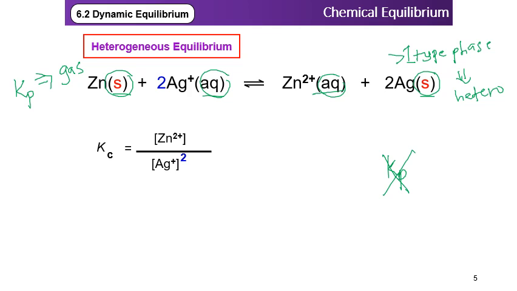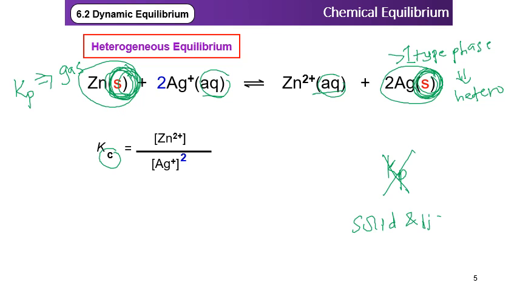But then if you look at the Kc expression, we don't see any zinc and also silver in the expression. Why? Because these 2 species exist in the solid phase. If you still remember, we said solid and liquid never appear in the Kp or Kc expression. So for Kc we can include aqueous. Zinc 2 plus is the aqueous. Over the reactant side we have Ag plus, and this coefficient is 2, so here we raise it to the power of 2.